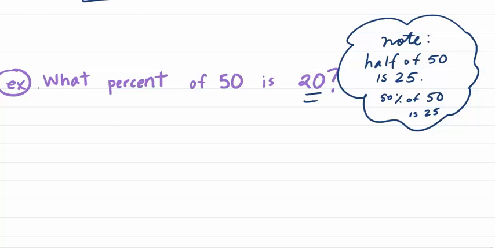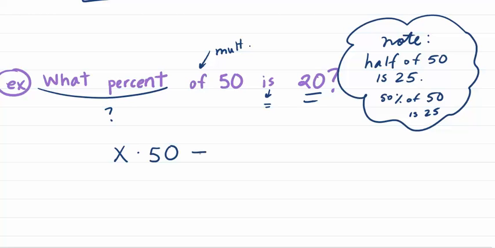Okay, what percent, question mark, of means multiply. The number 50 is just a number, is means equals, and 20 is just a number. What percent, x or question mark, of means multiplication, 50, is means equals, and 20 is 20. Okay, and now we solve for x. I have to divide both sides by 50. So x is 20 over 50.